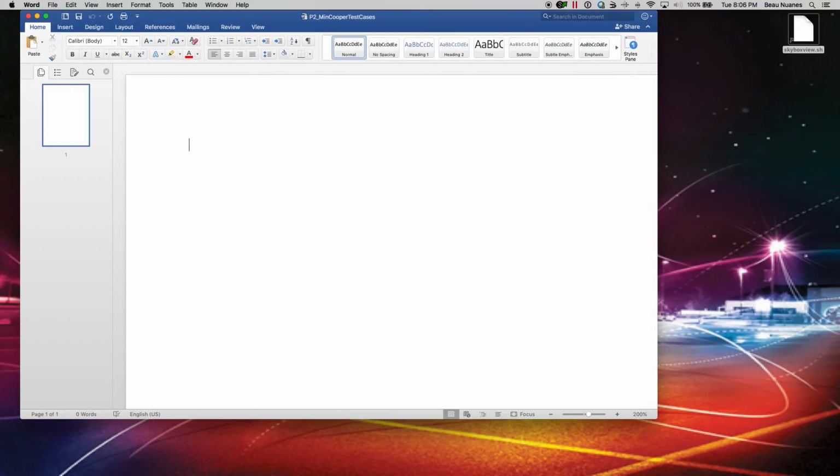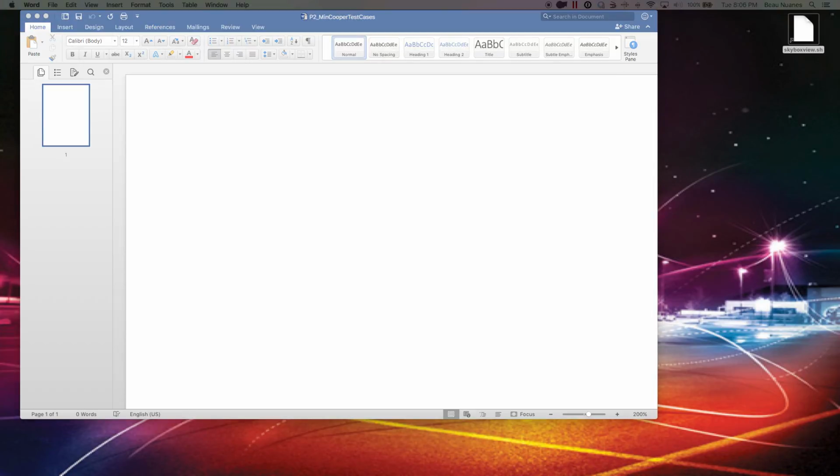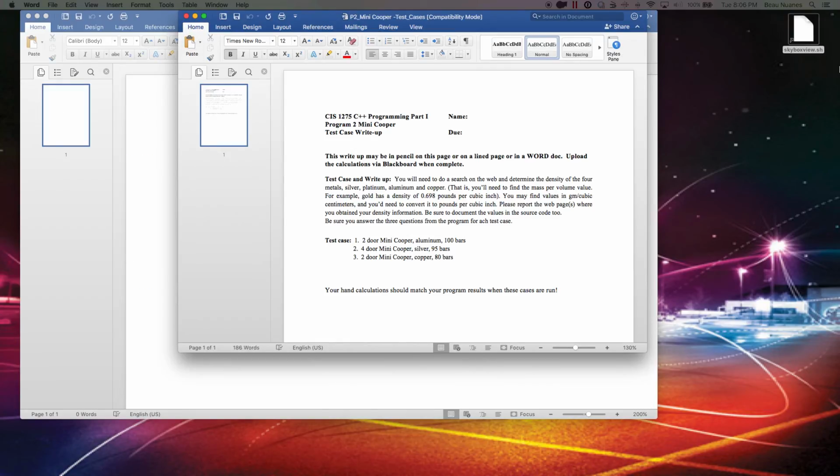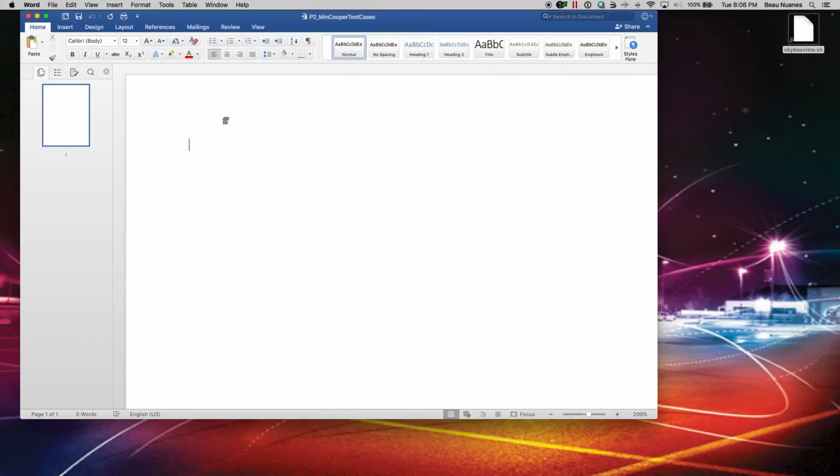So the first test case that we're looking at, and that's going to be the only one that I go over today. The other ones, you follow the same steps or same algorithm, right? But the one that we'll be looking at today will be the 2-door Mini Cooper with aluminum and 100 bars. So, looking at that, I'll put those assumptions here at the top. 2-door Mini Cooper, aluminum, 100 bars.